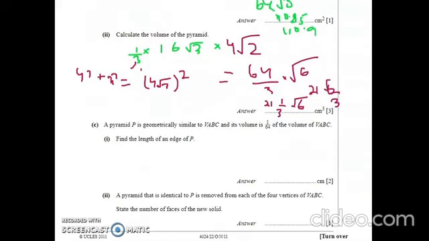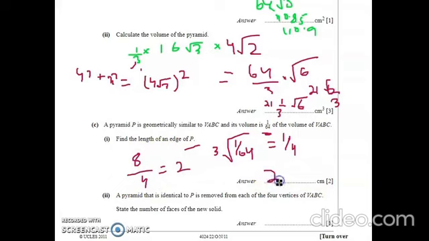A pyramid P is geometrically similar to VABC and its volume is 1 upon 64 of the volume of VABC. This is the volume of VABC. So the length of an edge of P. We need to take the cube root of this 1 upon 64. Then only we will get the ratio of lengths. So it's 1 upon 4. That means to find the length of an edge of P, since this is 8, we will do 8 divided by 4. That will give us 2. So it's 2 centimeter.